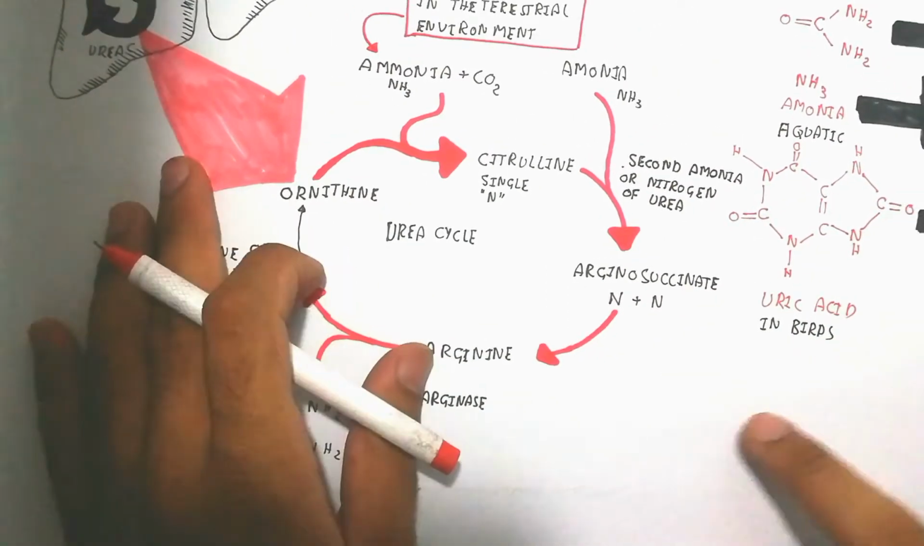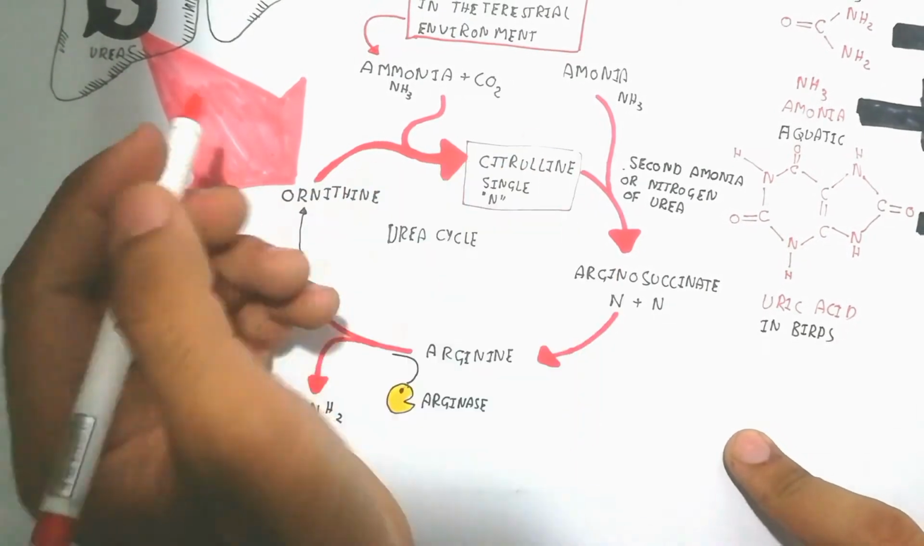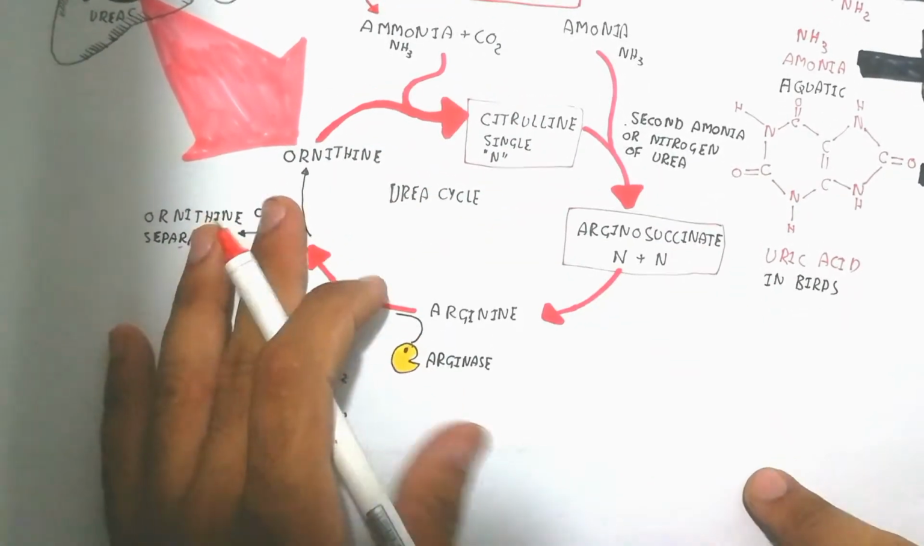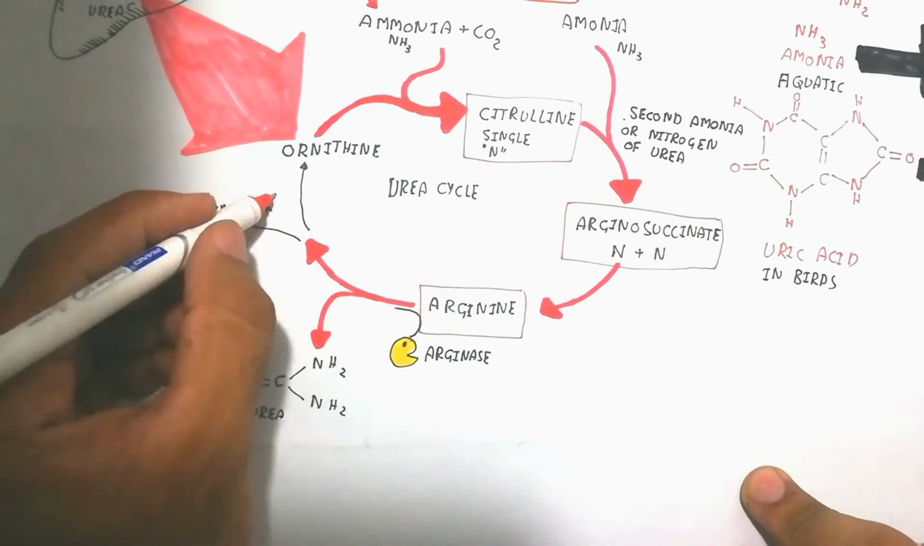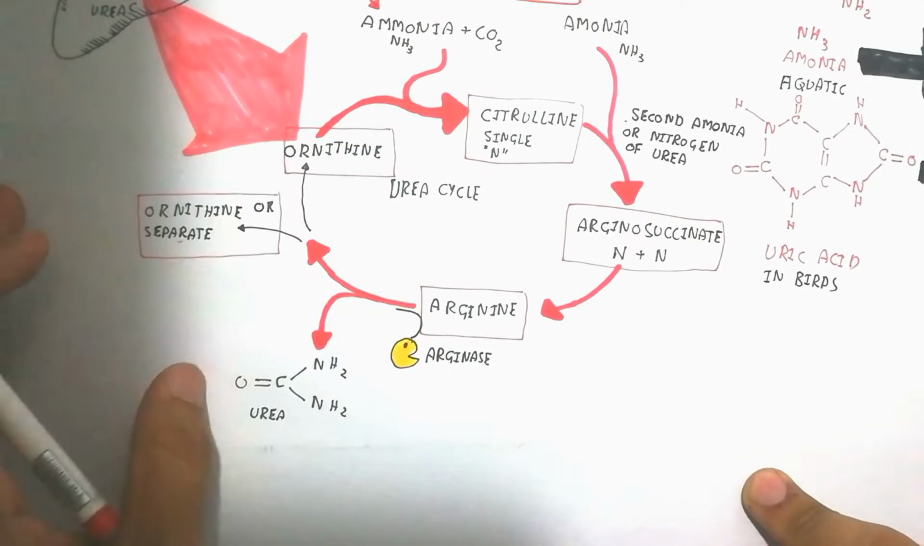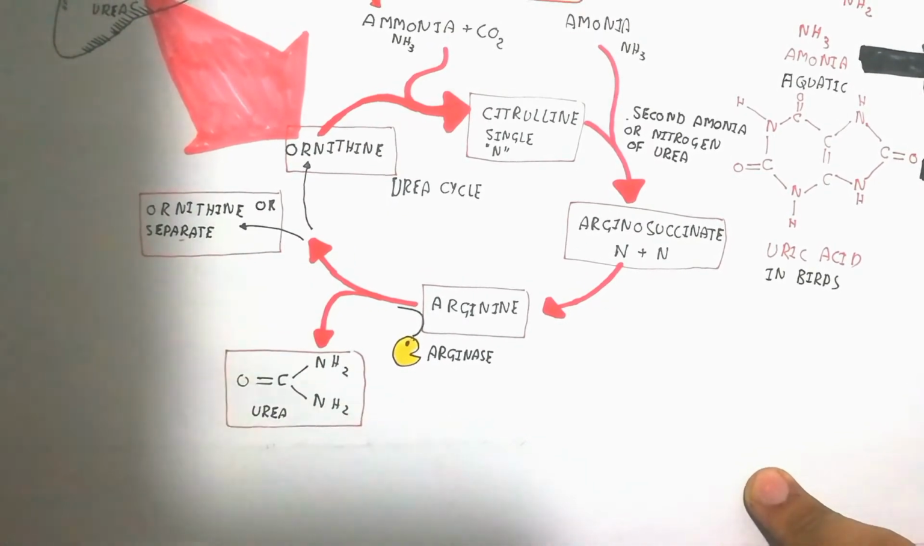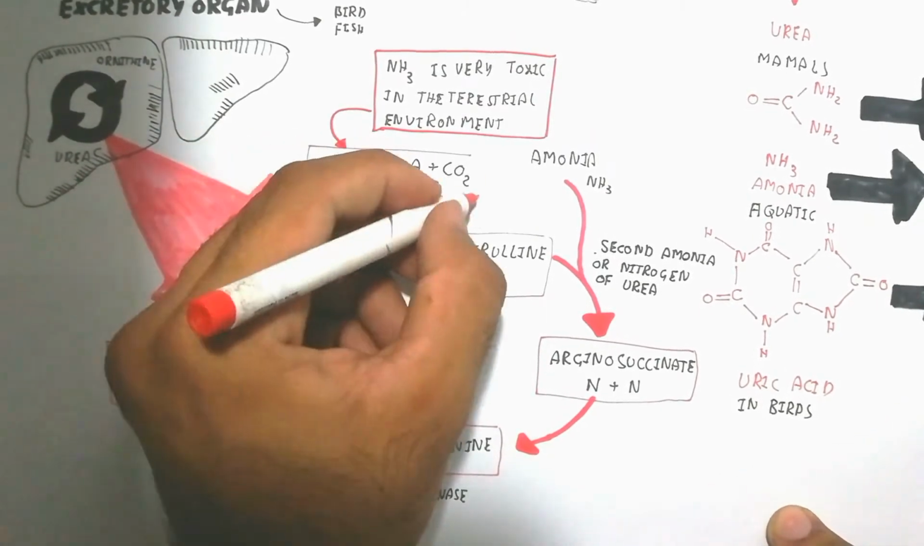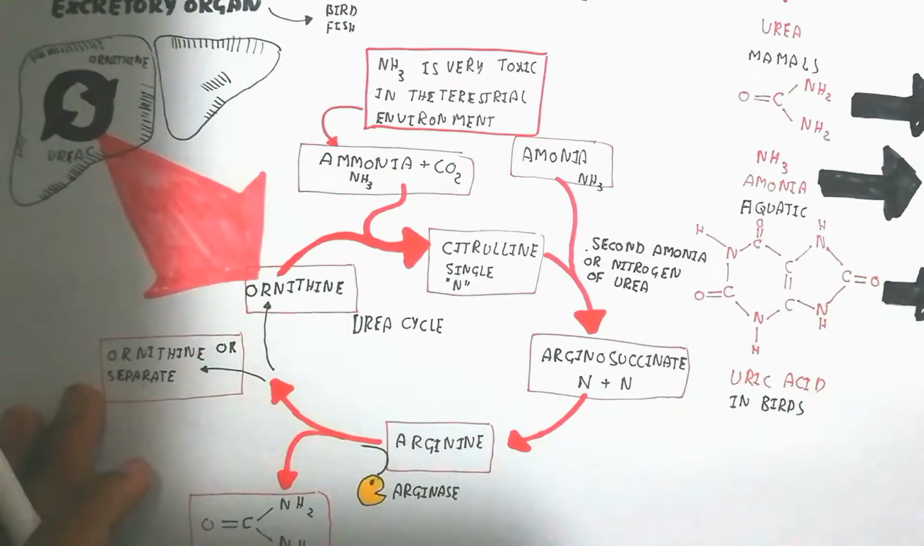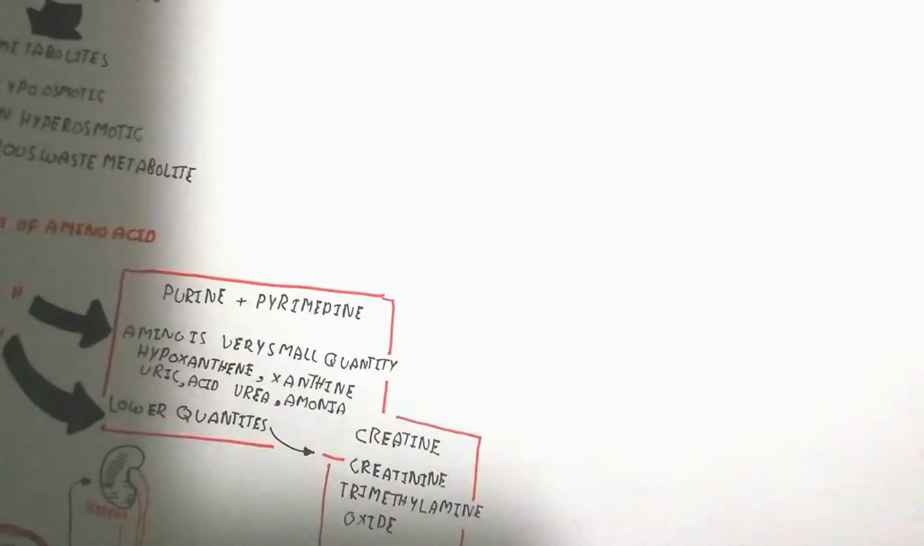I hope this makes sense. Here is the citrulline converting to arginosuccinate, and arginine converting to ornithine by the enzyme arginase to produce urea, and that is the separation. These things are required for the urea cycle.